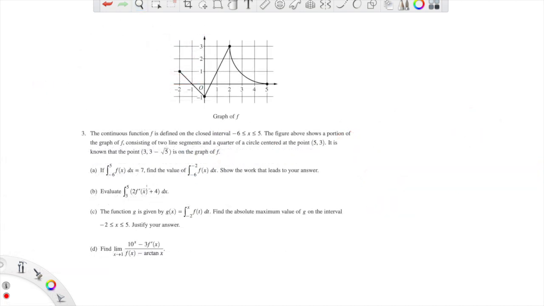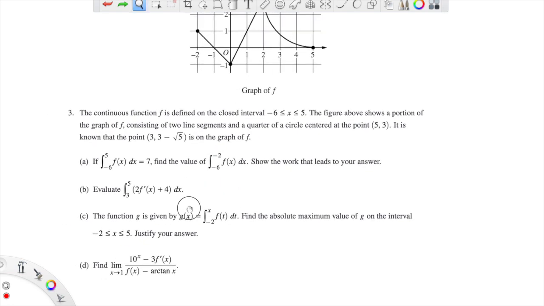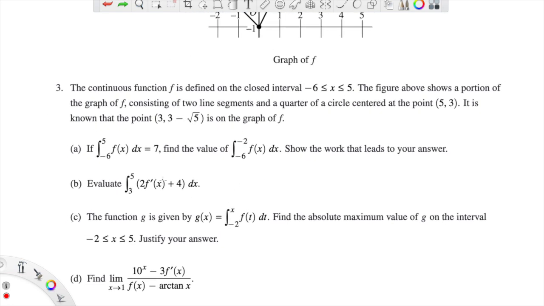All right, so for part 2, they ask us to integrate from 3 to 5, take the integral of 2 f prime of x plus 4. Right, so we can go ahead and start solving this. We can split that up into 2 pieces, 2 f prime of x and then 4. And for the 2, we can factor that out. So that would be 2 times the integral from 3 to 5 of f prime of x plus the integral from 3 to 5 of 4, right?